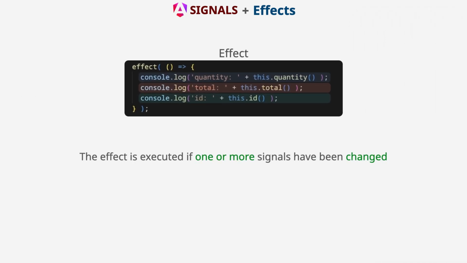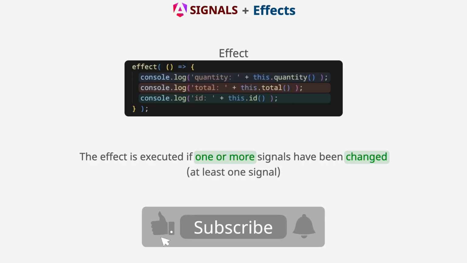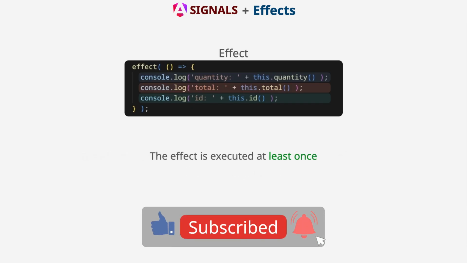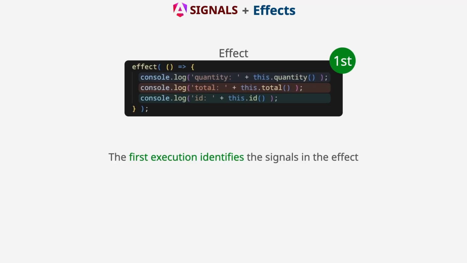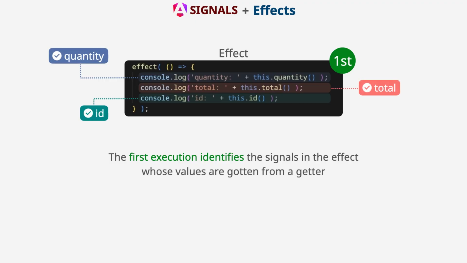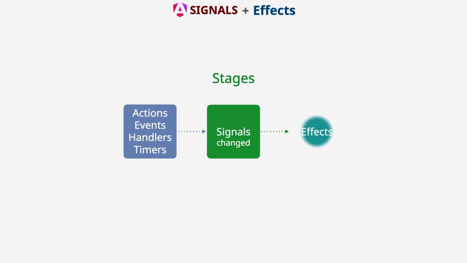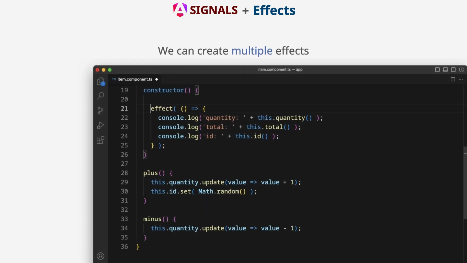The effect is executed if one or more signals have been changed. The effect is executed at least once. The first execution identifies the signals in the effect whose values are gotten from a getter. We can create multiple effects. Let's see how.